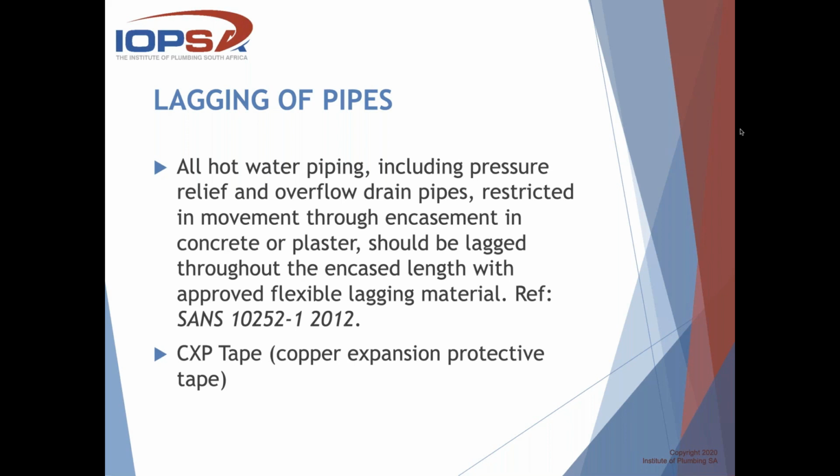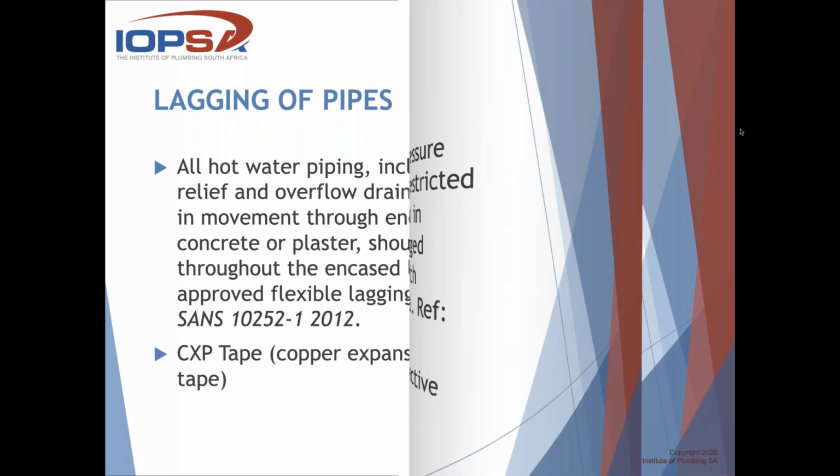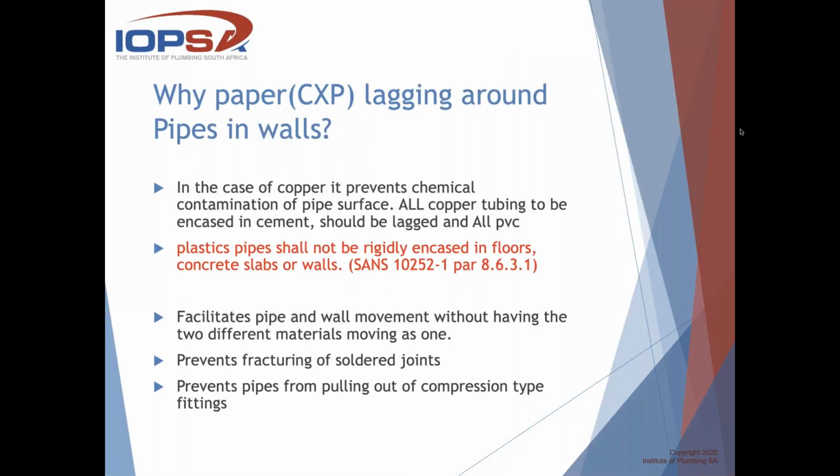But if we go and look, it says in the manufacturer specifications, they suggest that all pipes must be lagged. Why? Because it's a manufacturer specification. Because in the case of copper, it prevents chemical contamination of pipe surfaces. All copper tubing to be encased in cement should be lagged, and all PVC. And that comes out of a manufacturer specification. So if you're going to have a failure on the cold water pipe, they're going to come back and say, you didn't lag it. There's chemical contamination from the cement, and it's corrosive. So all pipes, copper tubings, will be lagging the walls.